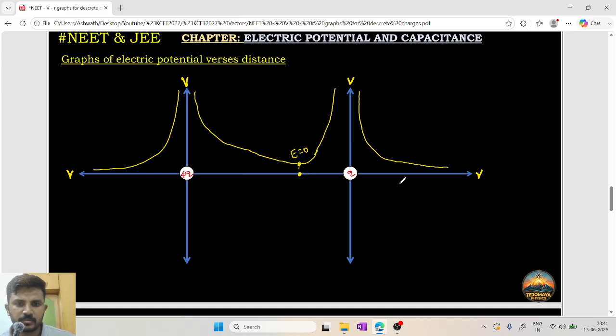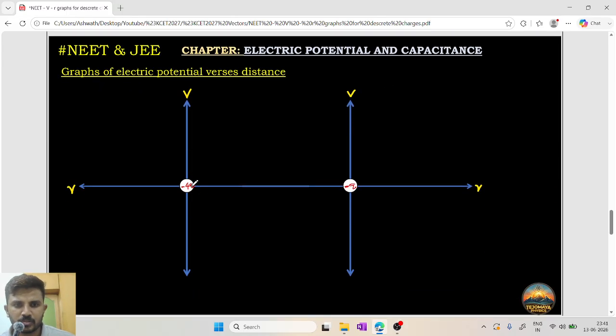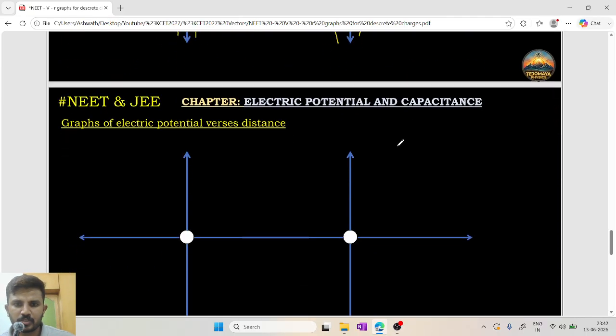Okay, plus q. Next, minus 4q and q. So the graph, can I consider like this? Yes, this side I can consider like this. Here is the point where electric field is 0 and electric potential varies like this. Electric potential is not 0 anywhere.